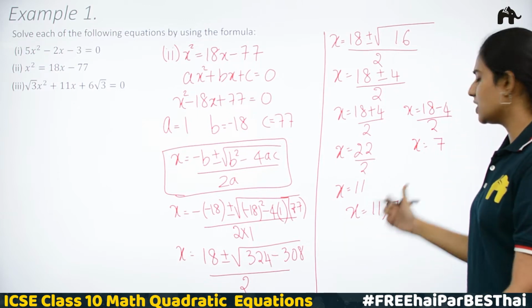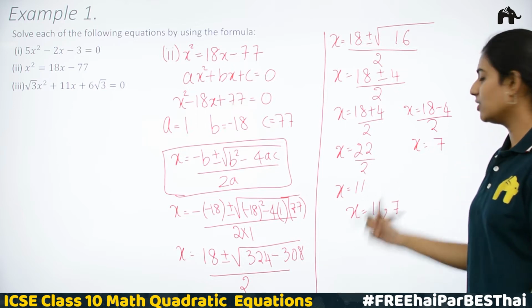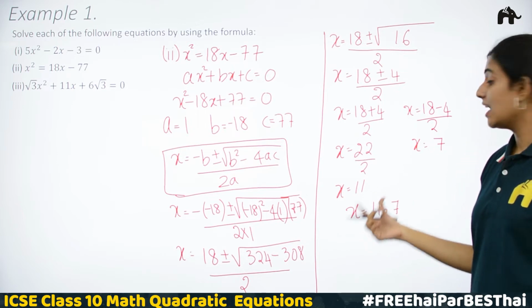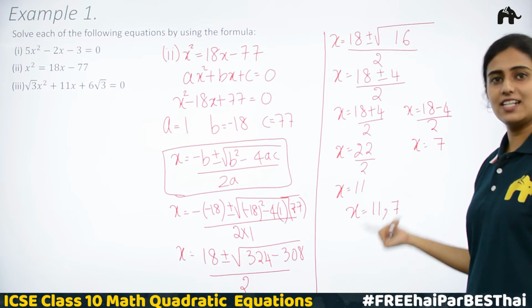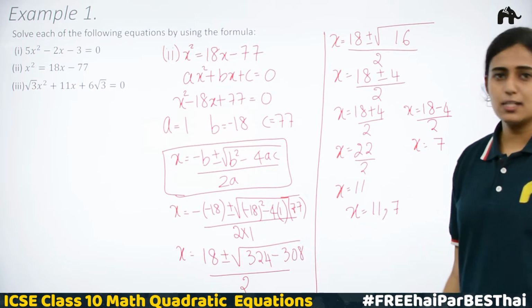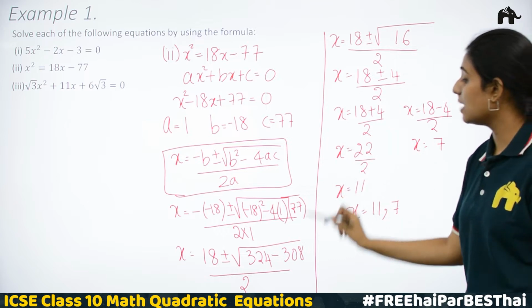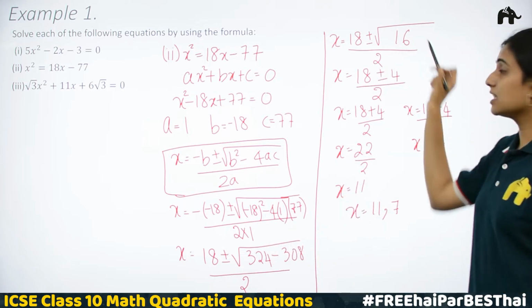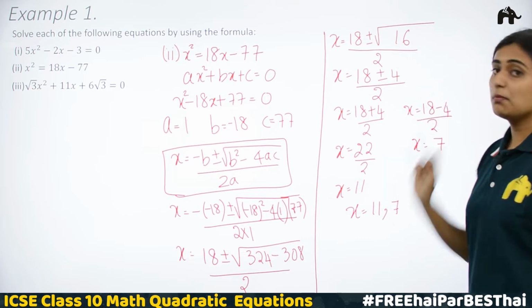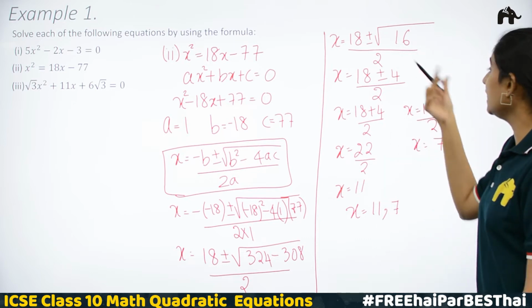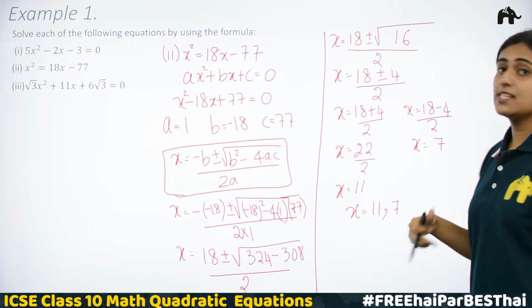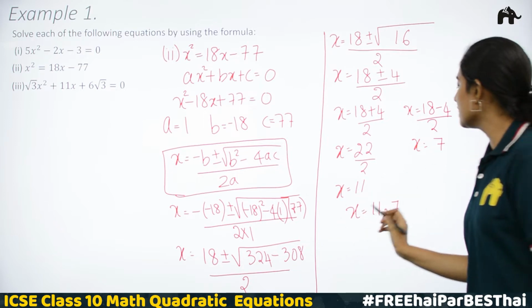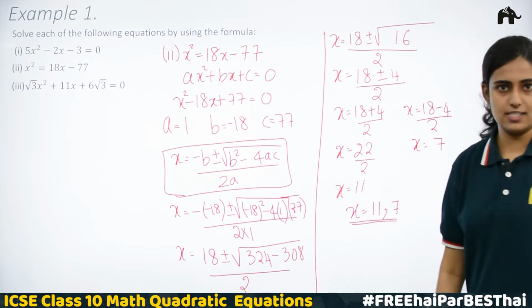What about the nature of roots? What can you say about the nature of roots? Here we have real numbers and also they are distinct. What is the discriminant here? The term that comes inside this root is the discriminant. Here the discriminant is 16. 16 is a positive number, which means it is greater than 0. Therefore, the nature of roots are real and distinct.